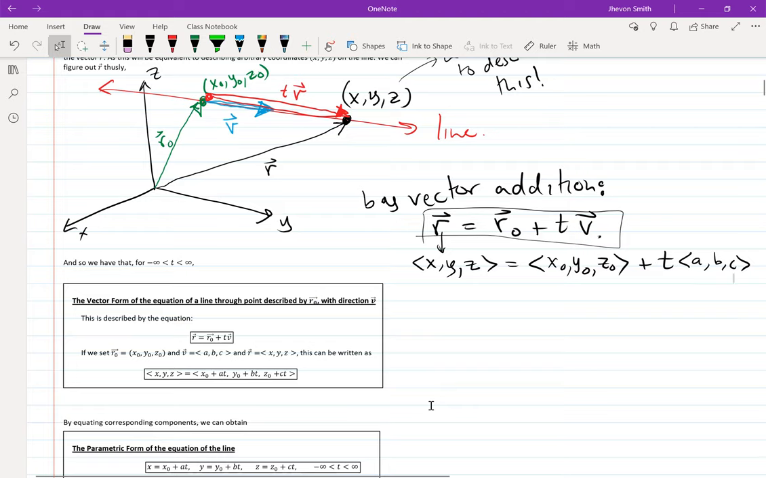That is a line, not y equals mx plus b. This is what a line looks like. And that is actually going to work in all dimensions, including the two-dimensional case. You can flesh this out: I can add these two vectors together, and the first component would be x naught plus at, the second component would be y naught plus bt, and the third component would be z naught plus ct.